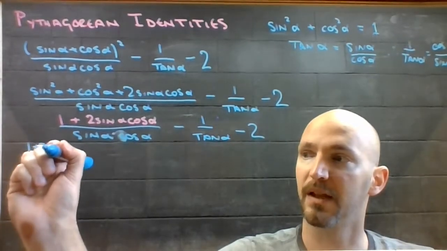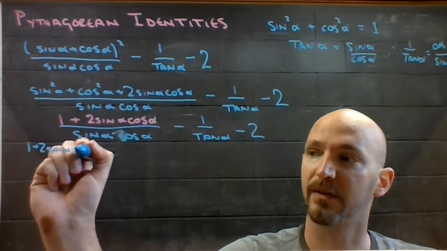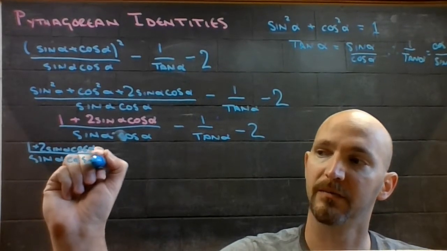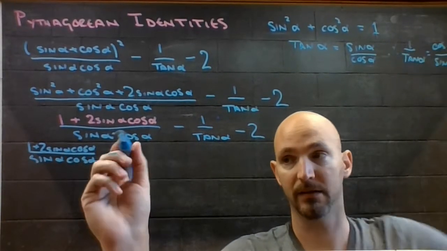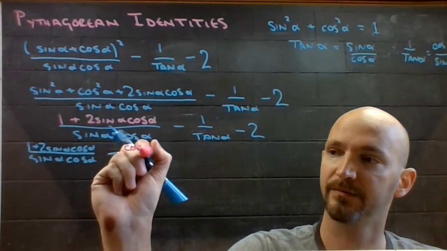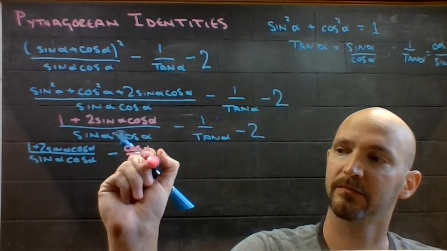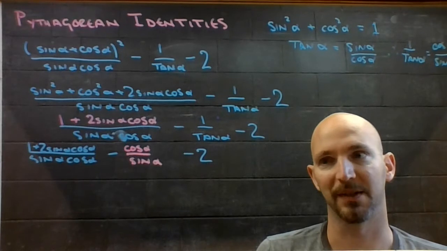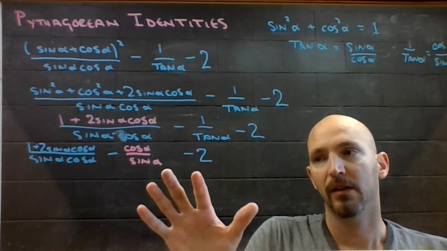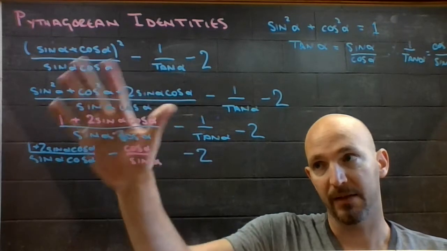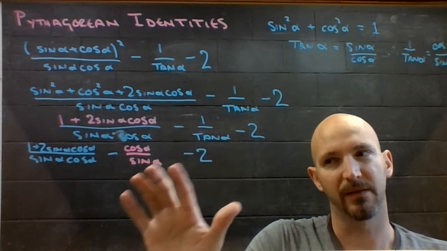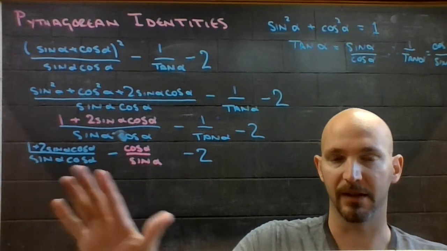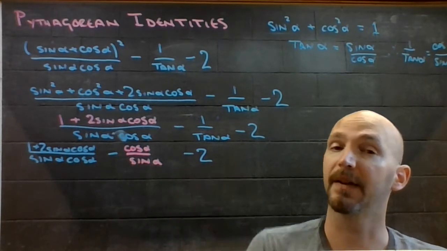So I've got 1 plus 2 sine alpha cos alpha over sine alpha cos alpha minus this thing, cos alpha over sine alpha, minus 2. Notice I've left some convenient space there. So I took these things and I've simplified it by getting rid of the square. Then I simplified it by getting rid of the tan. And if I look at that, I've got a fraction with sine and cos in the denominator, a fraction with only sine in the denominator, and a thing that's not a fraction.